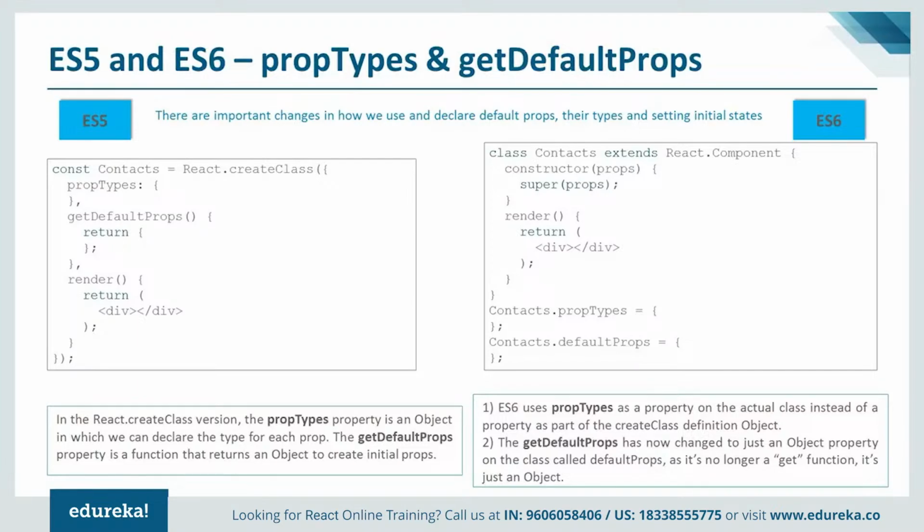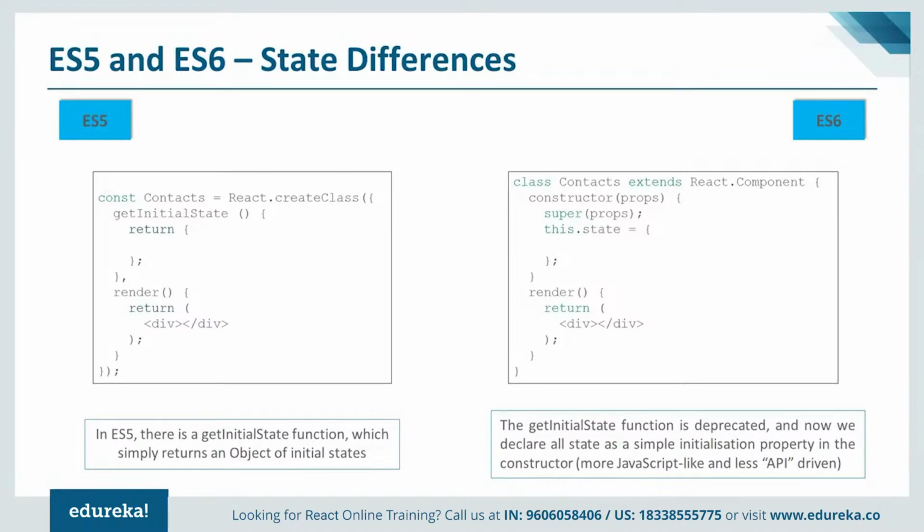Earlier it was a get function. It was returning something, but now it is not a get function. It's just an object. This is the second difference. Now let's talk about the third difference. This is again very important, which is state differences.